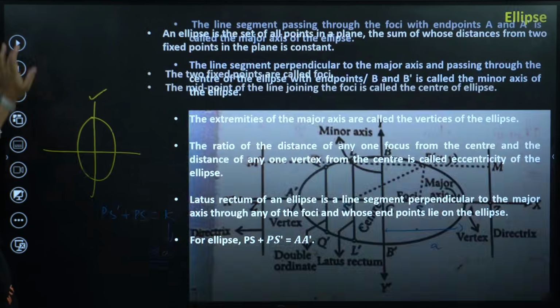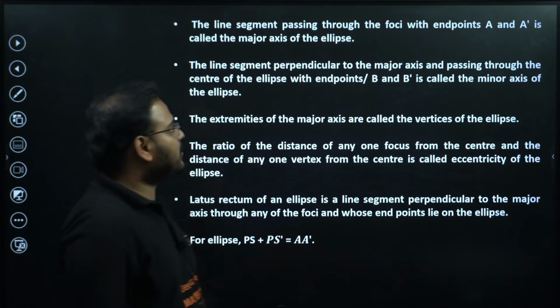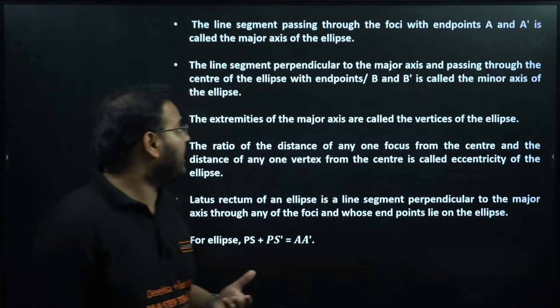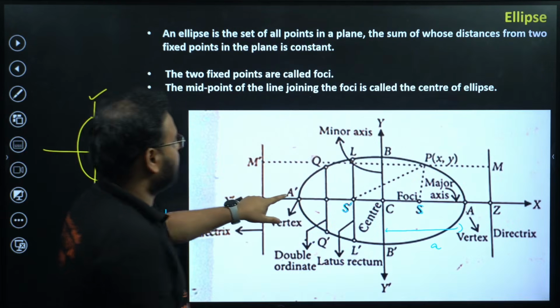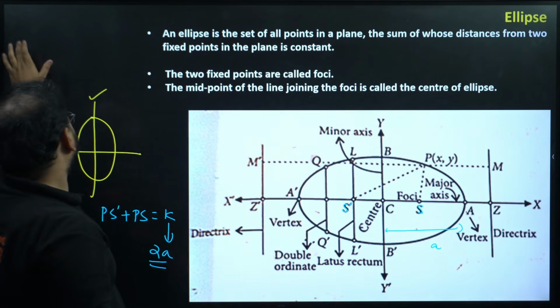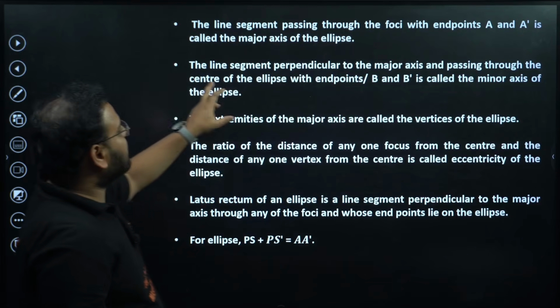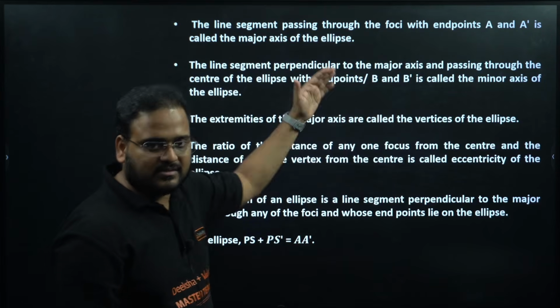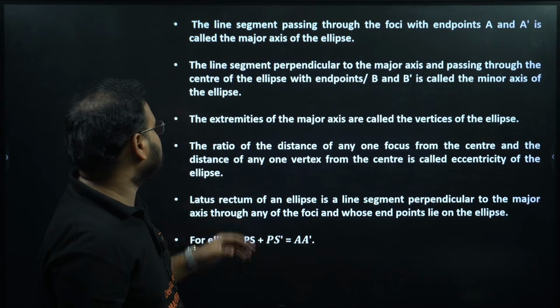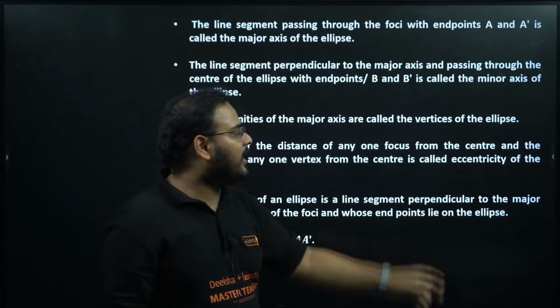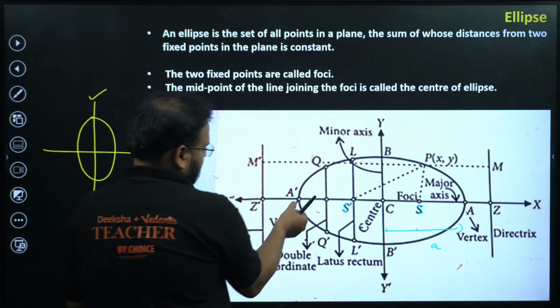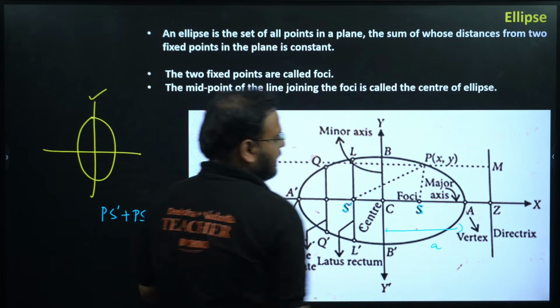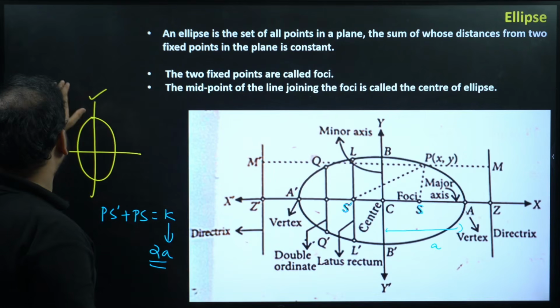In this case, origin. Okay, the line segment passing through the foci with endpoints A and A dash is called the major axis of the ellipse. Please check. This one I'm talking about, major axis. Next, the line segment perpendicular to that is called the minor axis, just the opposite way in the y-axis. The extremities of the major axis are called vertices. Over here, this point you see, vertex A dash and vertex A. Everything is noted over there.